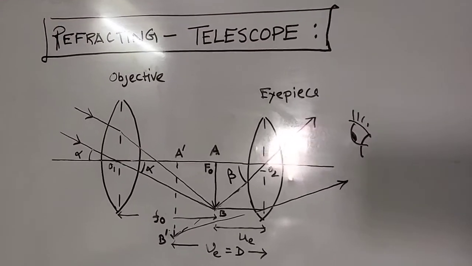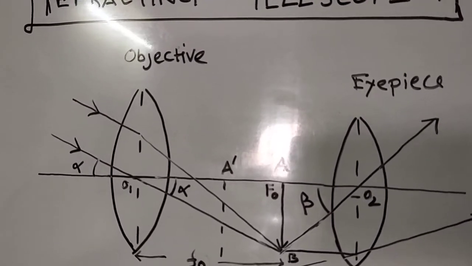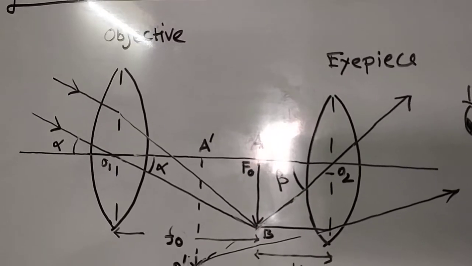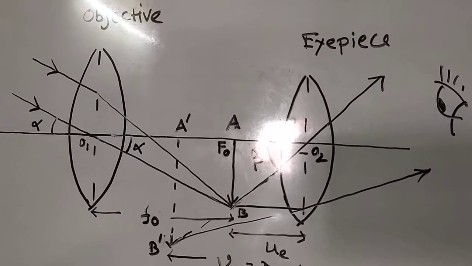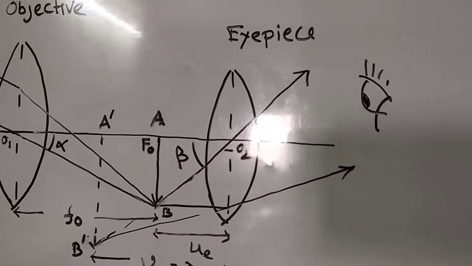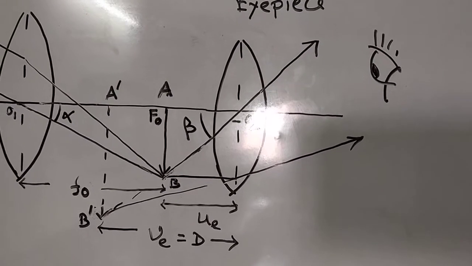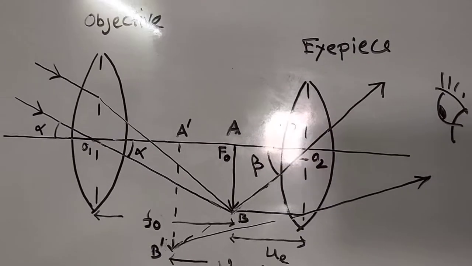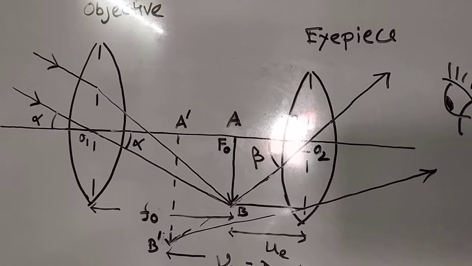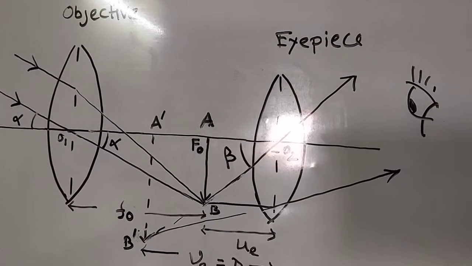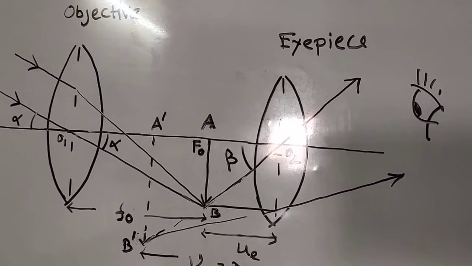Now, as the object is very far, we will consider parallel rays. Parallel rays come and strike the objective, they suffer refraction, and after that they intersect at a particular point, and that point gives the image. That image acts as an object for the eyepiece, and finally we wish to get a magnified image. Here the object is at infinity, so parallel rays are there. One of the rays makes an angle alpha with the principal axis, and after intersection of the refracted rays, we get an image AB.